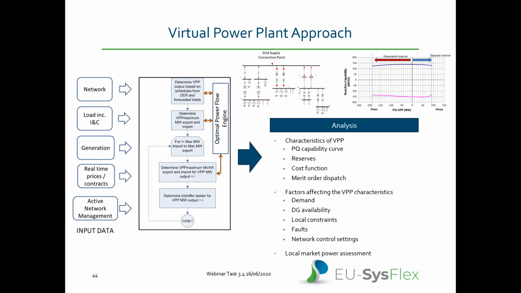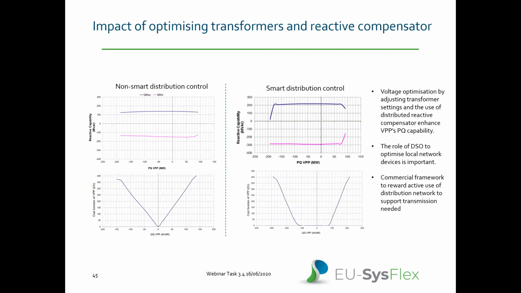It is important to highlight that the VPP characteristics will be more dynamic compared to traditional plants, as they are affected by demand, DER availability, local constraints, faults, and the network control settings. The approach can also be used to identify if there is any local market power given the location aspect of the DERs. Next slide, please.